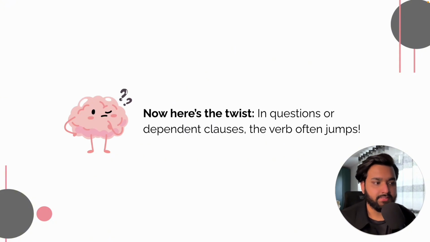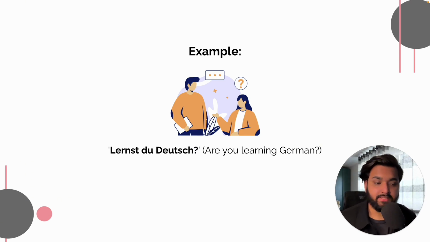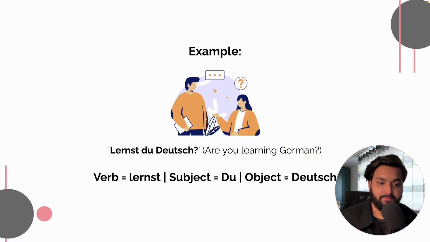Now here's the twist. In questions or dependent clauses, the verb often jumps. For example, lernst du Deutsch? Lernst du Deutsch? That means, are you learning German? As you can see, this was a question and that's why the verb goes to the first position. Then we have the subject and then the object. So lernst came from the verb lernen, subject du, that means you, and the object was Deutsch.